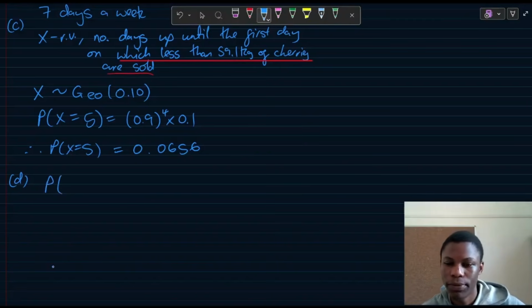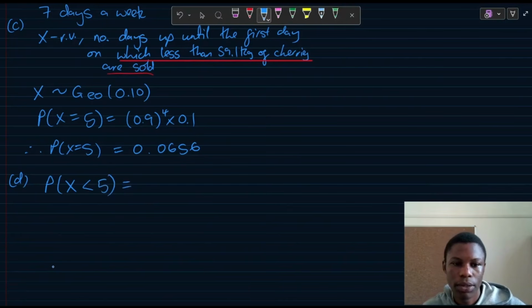Okay, that's a mouthful. So they want us to find the probability that x, x being the first day on which less than 59.1 kgs of cherries are sold, is before, so less than the 5th day of the week, less than 5.